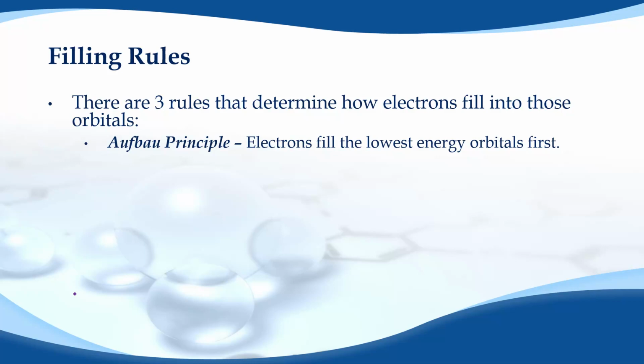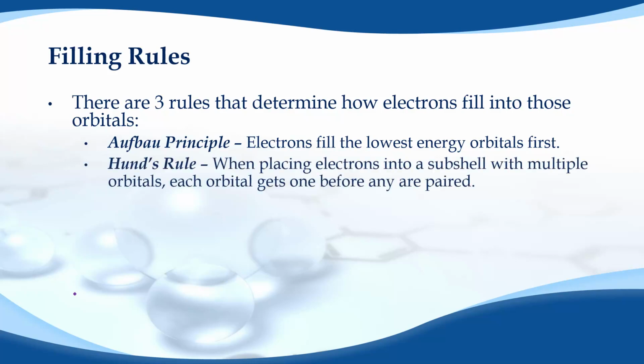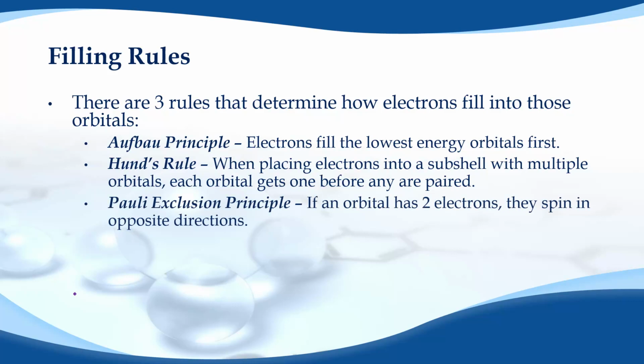Then we have a rule that's called Hund's rule. Hund's rule is that if you have a sublevel with multiple orbitals, for example, the p sublevel has 3 orbitals, each orbital gets 1 electron before you go back and double them up. And then our third rule is called the Pauli exclusion principle. And what this basically means is that if you have 2 electrons in an orbital, they have to spin in opposite directions. One has to spin up, the other has to spin down.